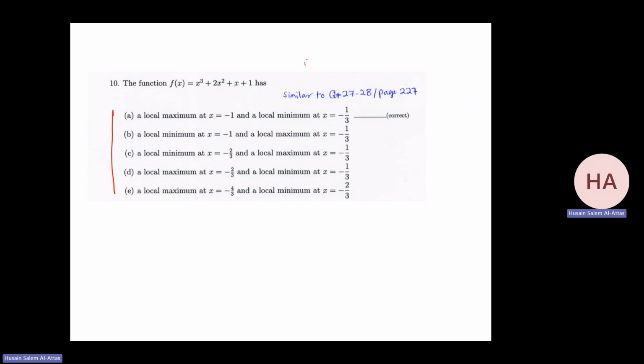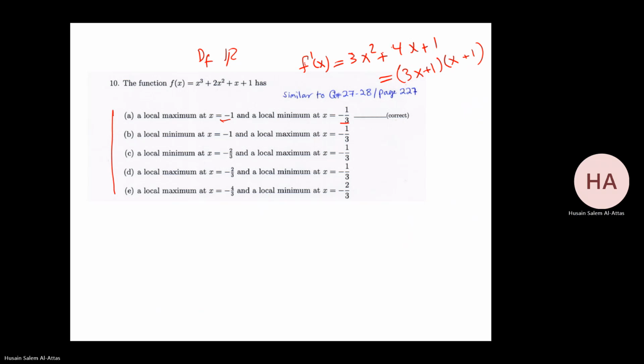Okay, so let us do the calculation. F prime, the domain is all real numbers, so easy. 3x squared plus 4x plus 1. I need to simplify it. I need minus 1 over 3. Yeah, that gives me x plus 1 times 3x plus 1 equal to 0. So I have minus 1 and minus 1 over 3.